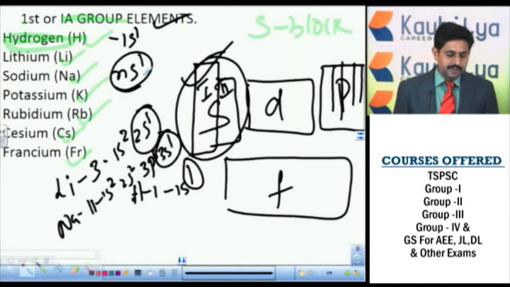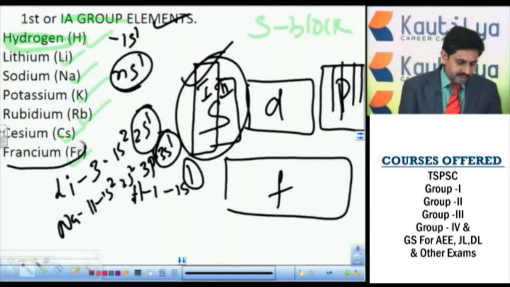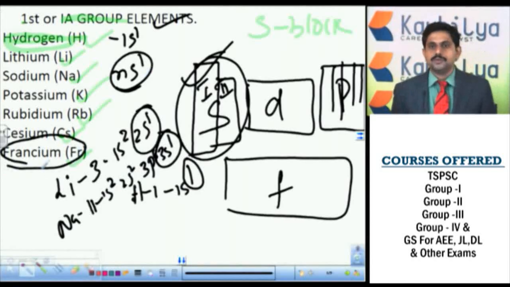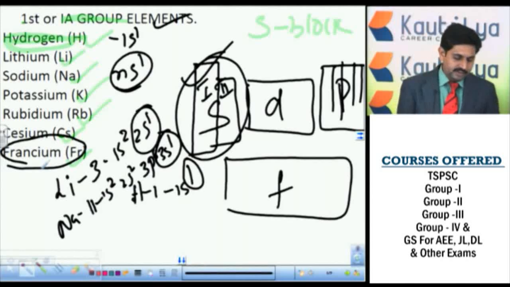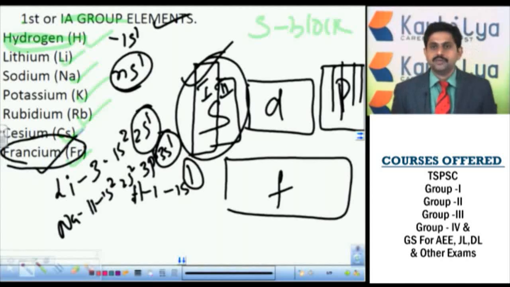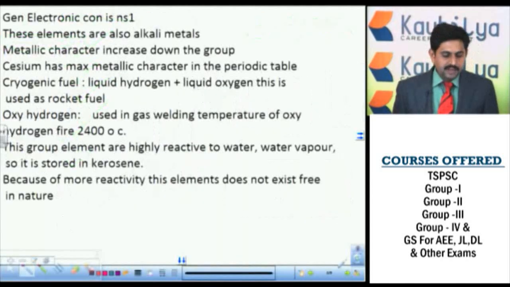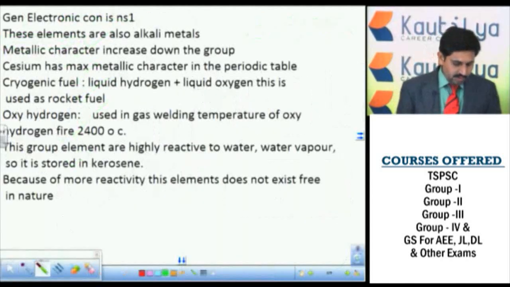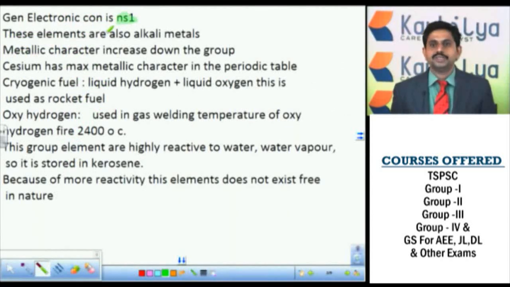So the first group elements are lithium, sodium, potassium, rubidium, cesium, and francium. Generally, the last element of almost all the groups in the S block and P block, we consider radioactive elements, which we are going to discuss in a particular topic, the radioactive series. Okay, now the general electronic configuration of first group elements is called ns1.